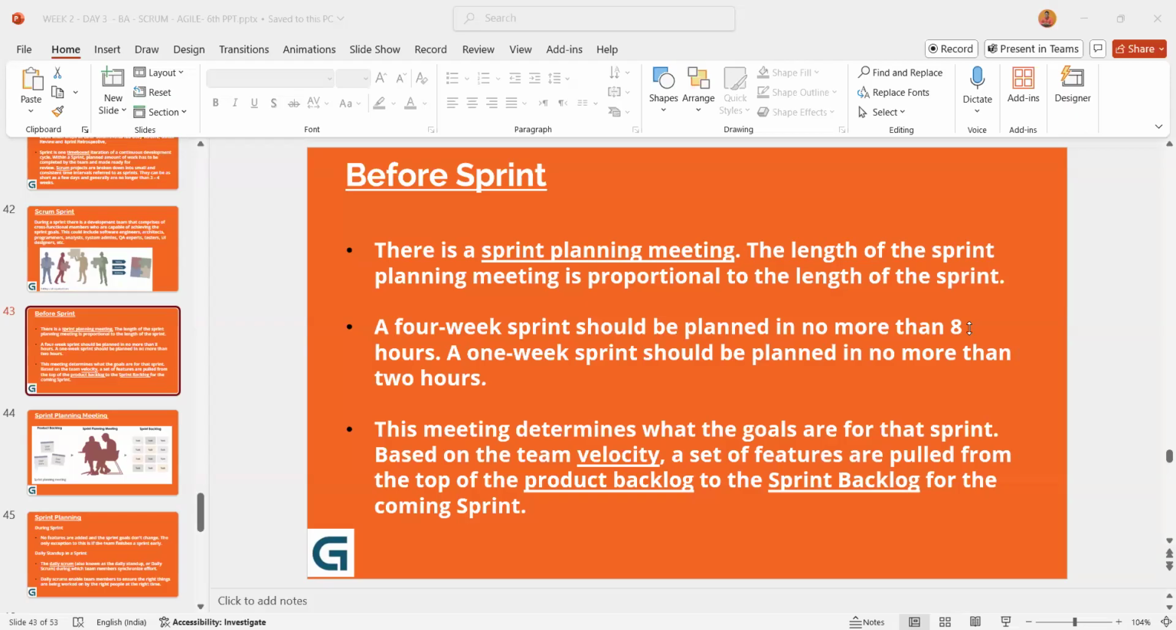Okay. With me so far, everyone? Yes. Thank you. Please remember that. You might be asked this during an interview as well. Now, this sprint planning meeting determines what the goals are for the sprint based on the team velocity. Now, how would you identify the team velocity?